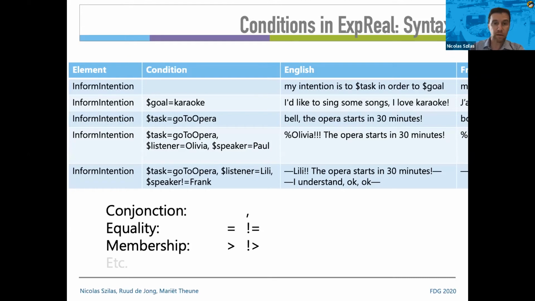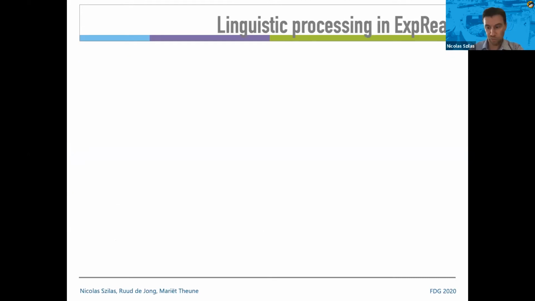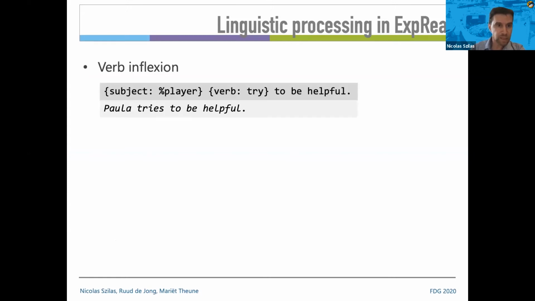Now let's look at the linguistic processing in ExpReal. So we do first the verb inflection. So in that sentence, Paola tries to be helpful. Of course, that could be I try to be helpful. It's not the same formulation. And it is written in that template with the braces, subject, verb, and they are in the brackets. So we don't have templates here. So how does the system know that try should be tries?